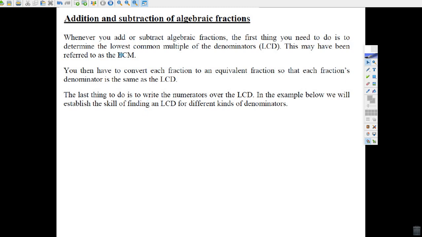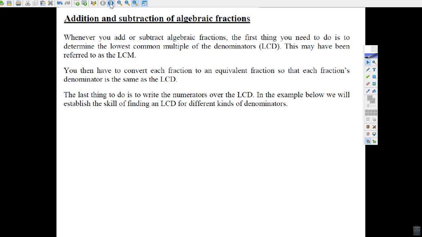Okay, we're going to do addition and subtraction of algebraic fractions. And so how do you do this? Well, whenever you add or subtract fractions, actually any algebra or any kind of fractions, you have to find a lowest common denominator. And it's that thing on the bottom of the fractions, it actually is the least common multiple that you're looking for there. And you have to convert each fraction so it's got the same lowest common denominator.